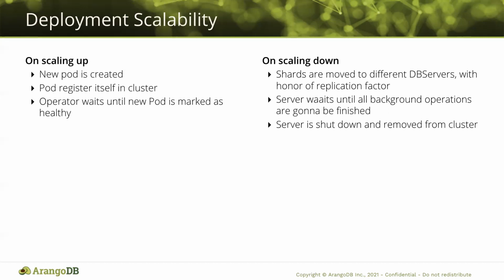So how are we scaling down? First of all, not we manually, the operator will move the shards to different DB servers. And this is done with honor of the replication factor, so we'll move shards until we have the desired replication factor. The operator will wait until all operations are finished, and then that server instance can be shut down and removed from the cluster. So basically, the operator will ensure that even scaling down is a safe operation.